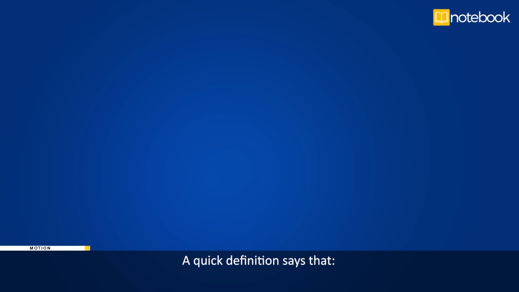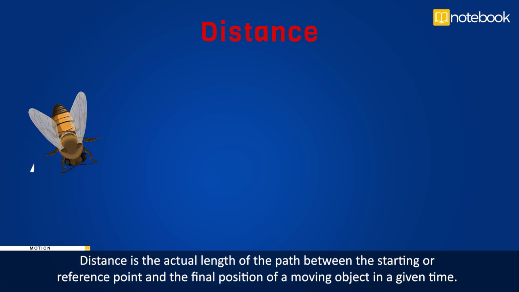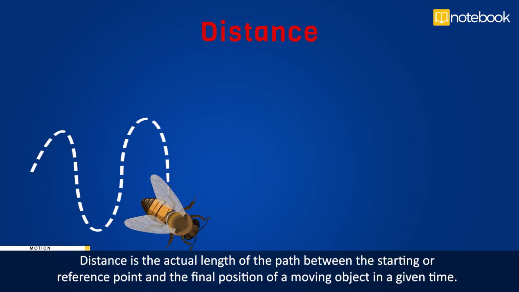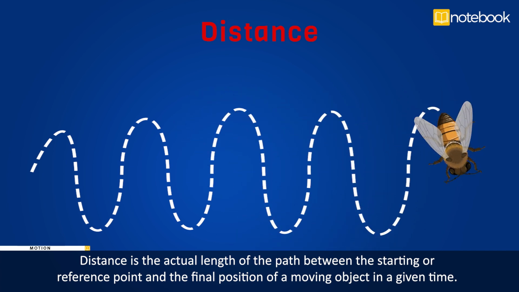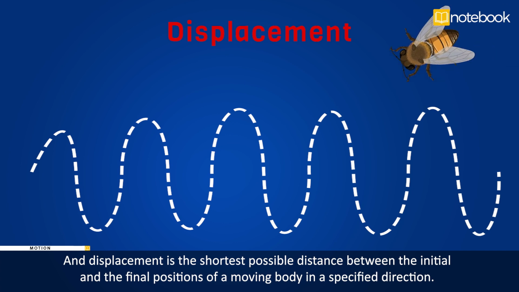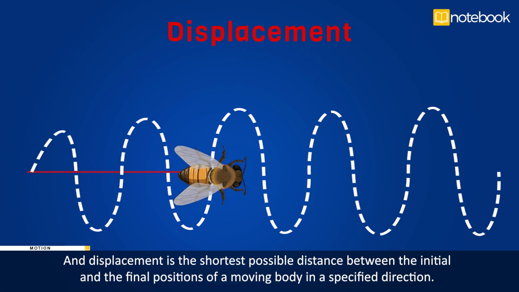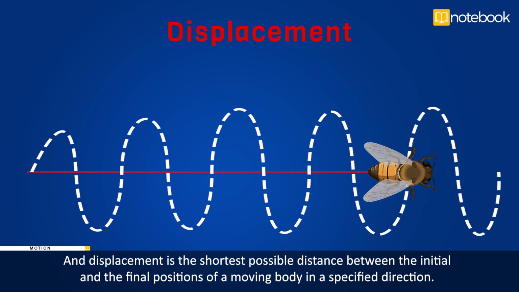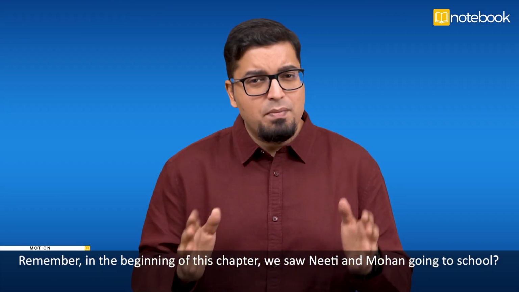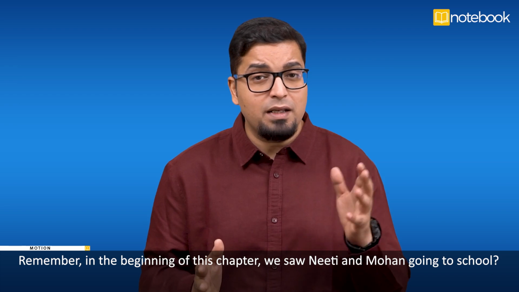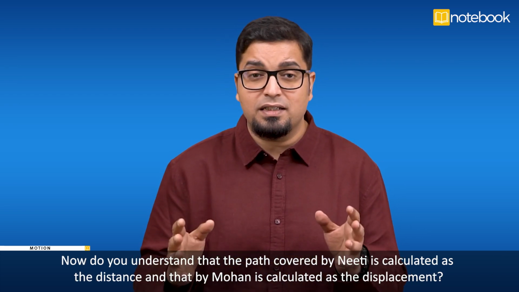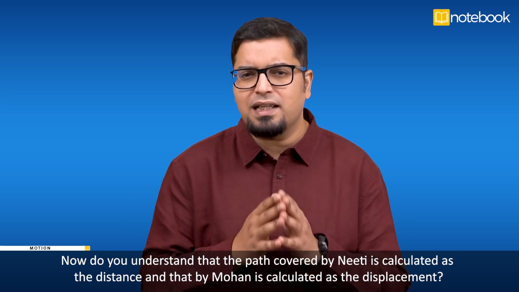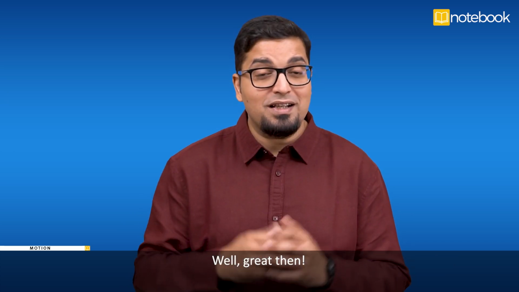A quick definition says that distance is the actual length of the path between the starting or reference point and the final position of a moving object in a given time. And displacement is the shortest possible distance between the initial and the final positions of a moving body in a specified direction. Remember, in the beginning of this chapter, we saw Neeti and Mohan going to school. Now do you understand that the path covered by Neeti is calculated as the distance and that by Mohan is calculated as the displacement? Well, great then.